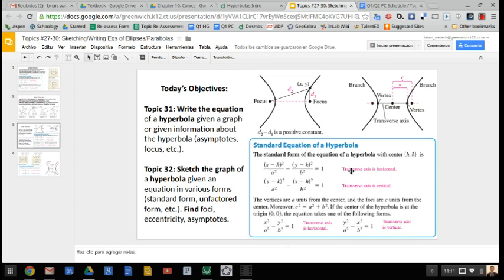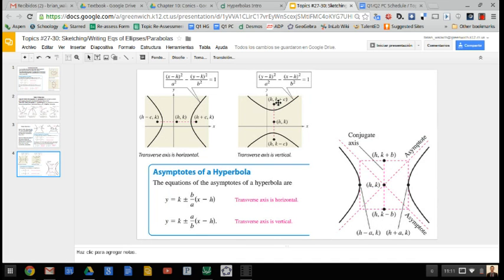So the transverse axis, again, is important to be able to look at from an equation. If you see here, the x is squared, and so the minus is in front of the y. That's going to make it look like something like this, where the transverse axis is horizontal. The transverse axis would be vertical if the x was negative, and you can see an example of that here, the transverse axis being vertical.